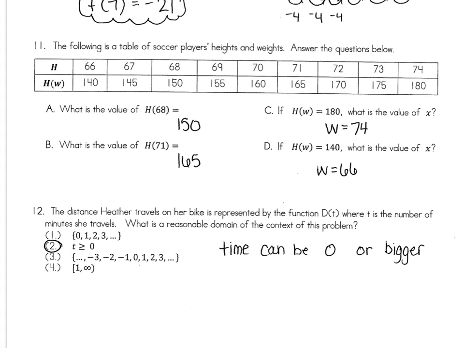Number 11, here's our table. We need to figure out when x is 68, because remember, the input is always inside. So for 68, our y is 150. Our in is 71, so our out is 165. C and D are going backwards. They told us our output, so we look for 180 anywhere, and I just see it here. So my input, so W, was 74. And again, we want to know when our output is 140. What was our input? That was 66.